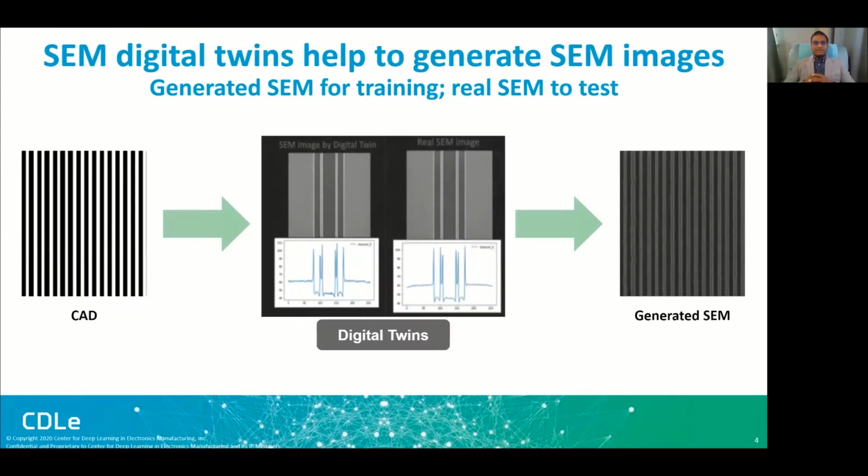For that, we built a digital twin to generate millions of SEM images. As you can see in the slide, we use a CAD data where we induce geometries, patterns, and also errors, and it goes through the digital twin, and we have generated SEM. The idea here is to train a deep learning model on generated SEM, and once the model is trained, to use it for production for real SEM images.